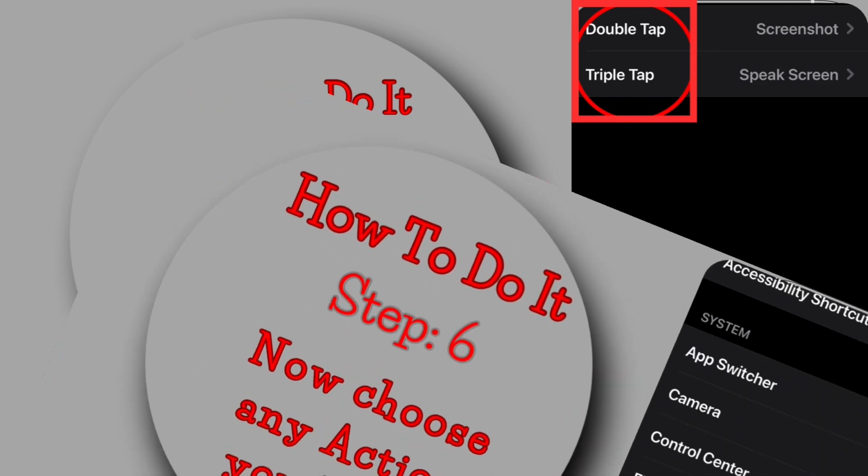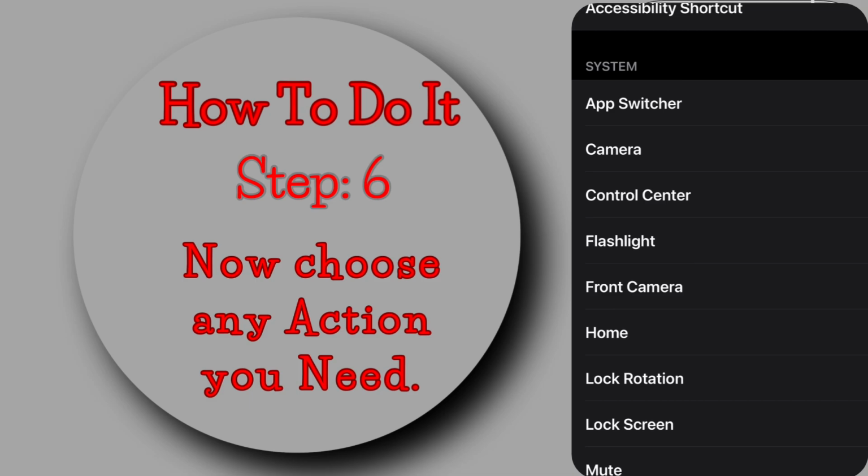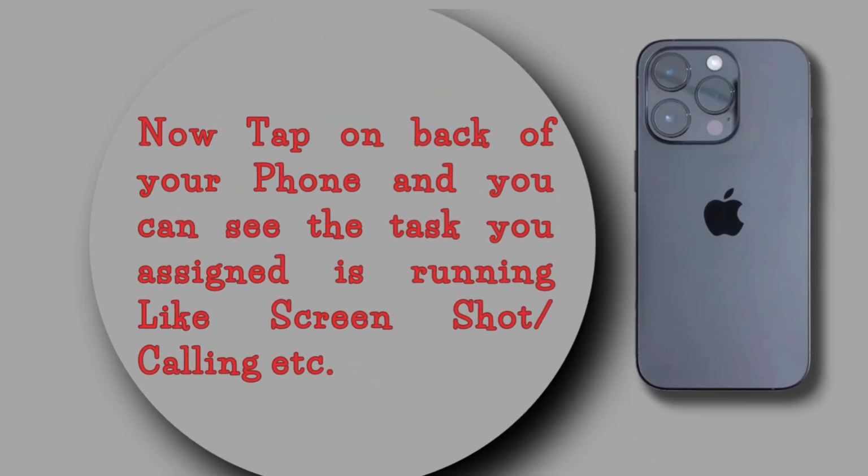Step number 6. Tap any action from the list you want to assign. Now double tap or triple tap, whatever you selected, on the back of your phone and you can see the assigned task is running.